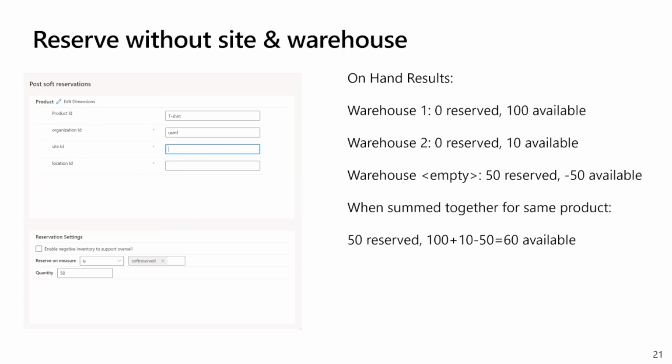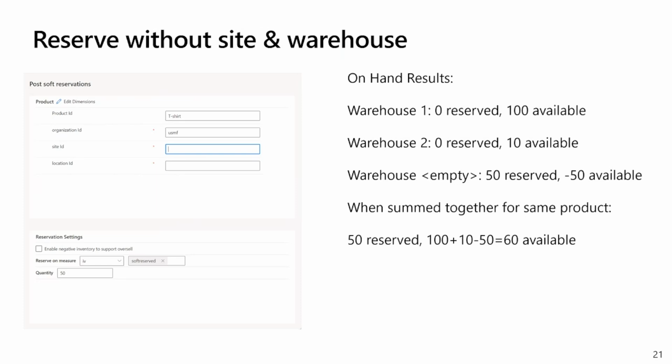Now let us see what will happen if we switch the data storage mechanism to by product ID and make reservation without site and warehouses. So we begin with the same example. The only difference here is that we are not specifying a site and location ID. And if we make the 50 pieces reservation here, it will succeed.